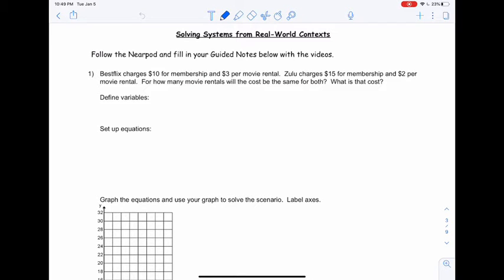Today's lesson is about solving systems from real-world contexts. We will be learning this lesson through a few different types of questions.